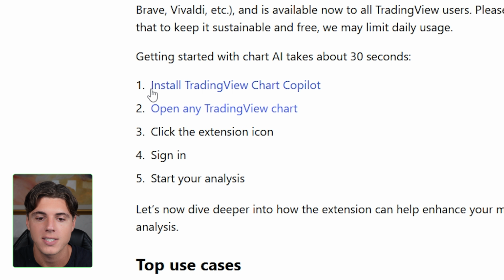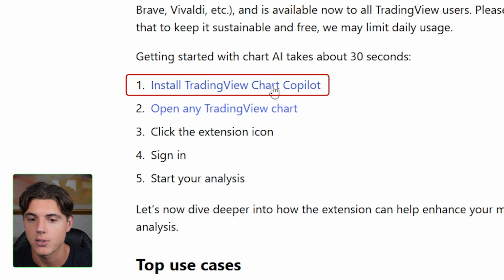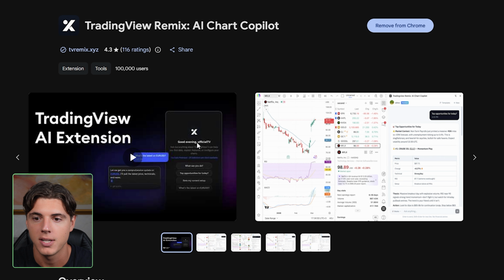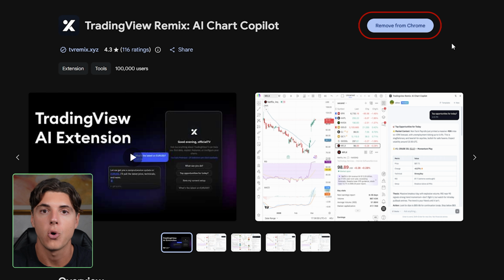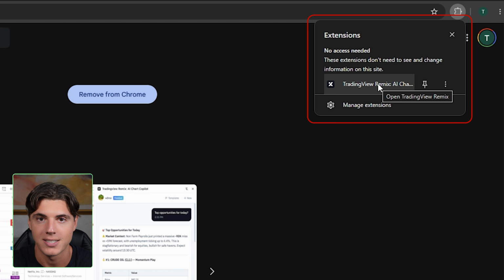You'll see number 1 says Install TradingView Chart Copilot. You simply press on that button and it will bring you to a Google Chrome extension, which is where this TradingView AI lives. As you can see, I already have the Google Chrome extension enabled. So all you have to do is add it and you'll see it pop up on the top right under your extensions.